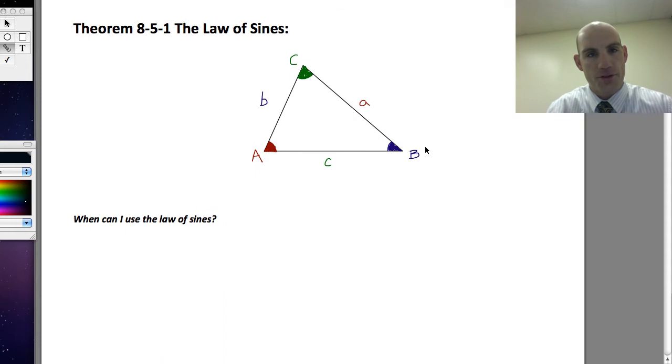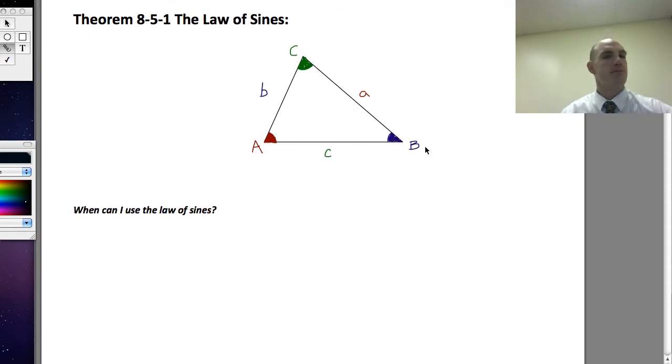That brings us to our first law, the law of sines. If you'll notice, I've coordinated these things, B and B, A and A, C and C in the colors. The law of sines has to do with a triangle that has this kind of setup. Every triangle could have this setup because we're basically just putting markers to note that angle A is opposite of side A.